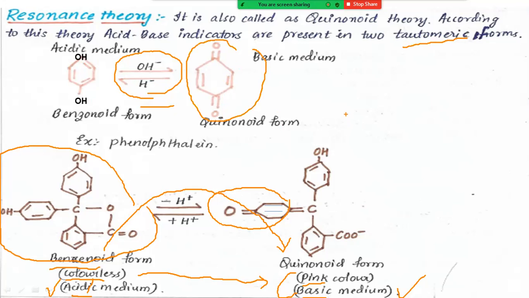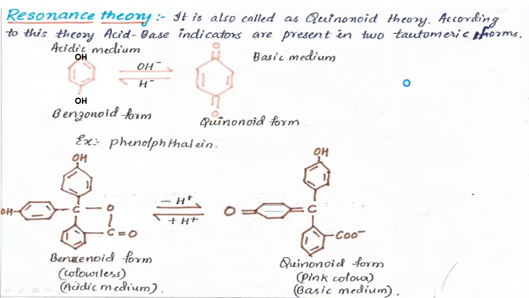Ostwald theory is mainly based upon the dissociative or undissociative property of acid-base indicators. At the same time, resonance theory explains the color changes of acid-base indicators due to tautomerism, that is, due to resonance property. Okay, so this is about resonance theory.